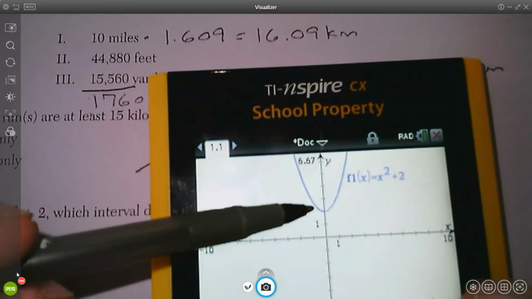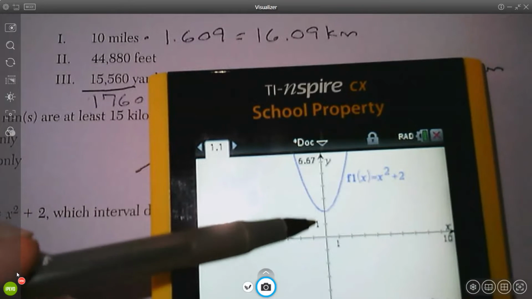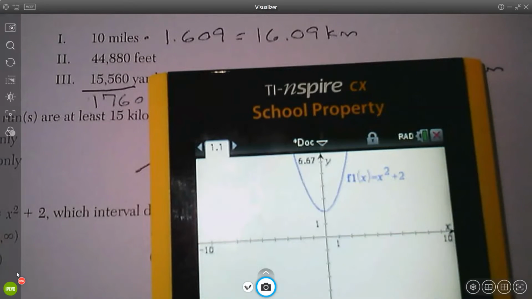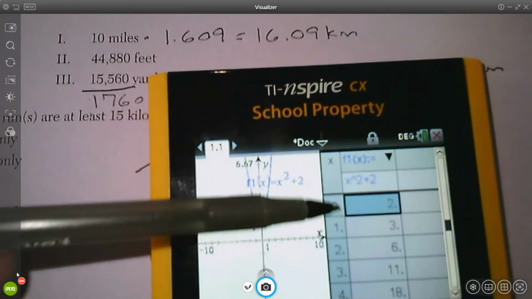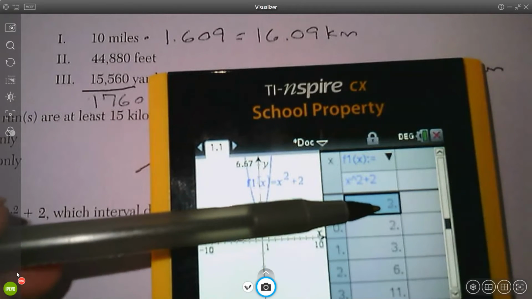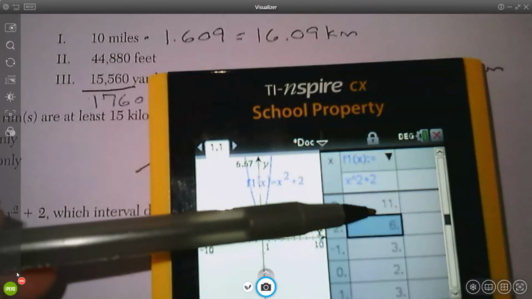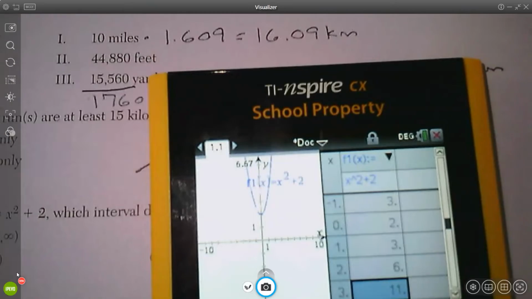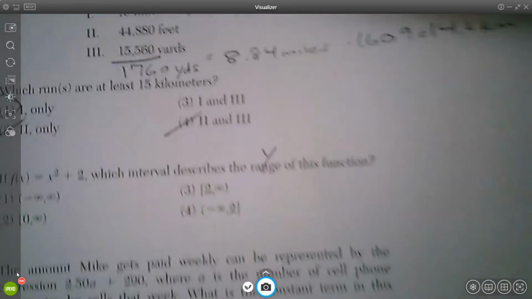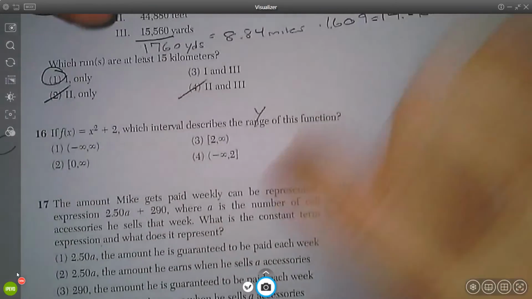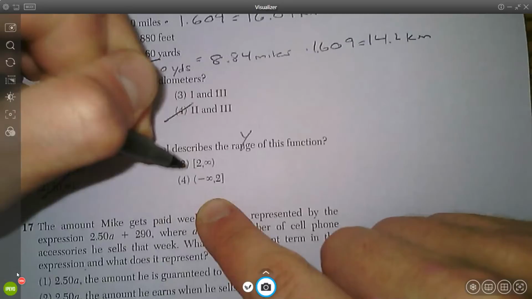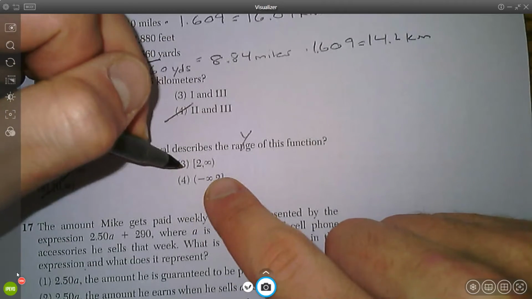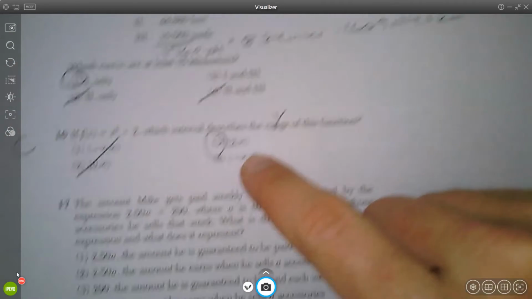So you can see here 2, it never goes below 2. If I add a table, I can see the lowest point is 2. It does indeed equal 2. And then it just keeps going up no matter what direction I go in. So what I'm looking at for this one, these are out. The lowest value is 2 and it keeps going above that. So that's going to be from 2 to infinity.